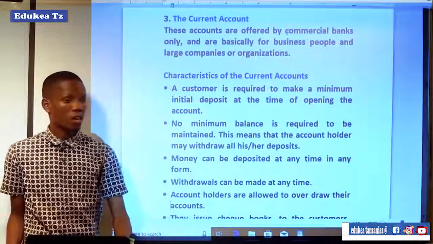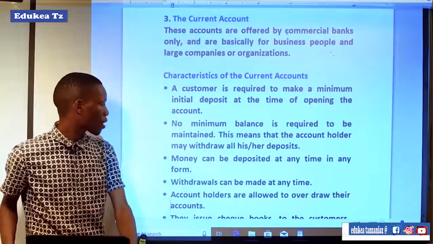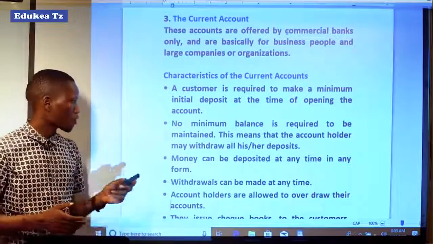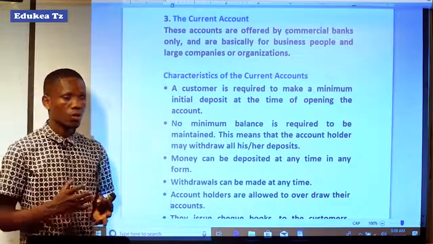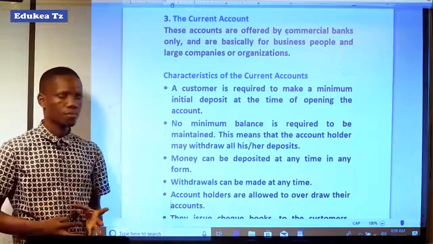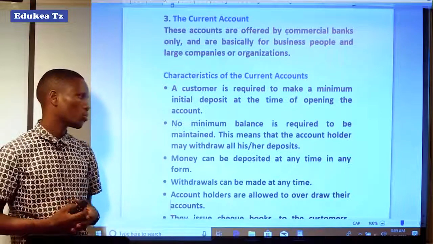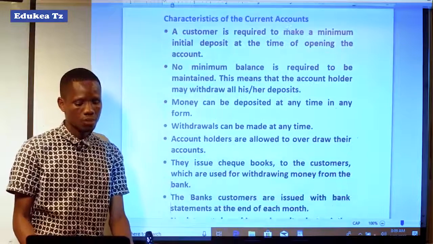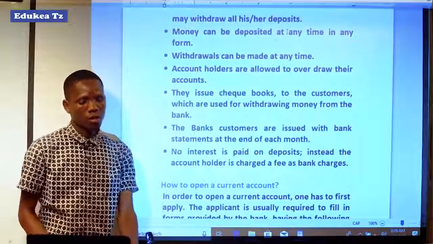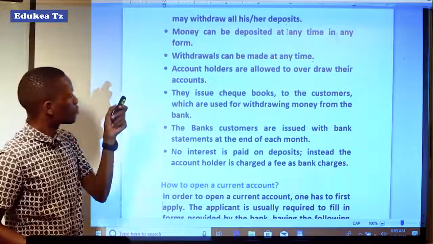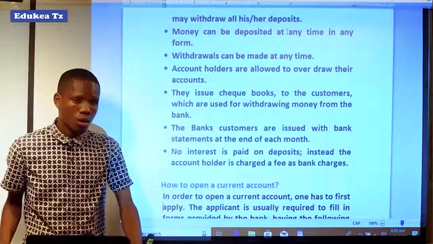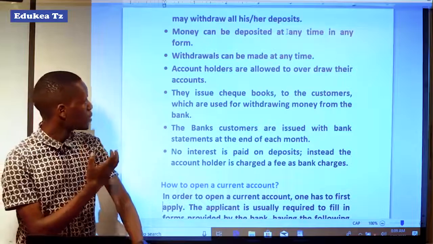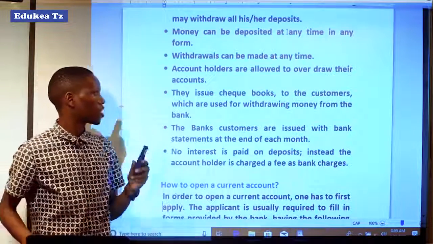So in current accounts, there is no minimum balance required to be maintained by the holder of the account. It means people are free to withdraw all their money from these types of accounts. But also, money can be deposited at any time in any form. Now, in this current account, money can be deposited at any time in any form.